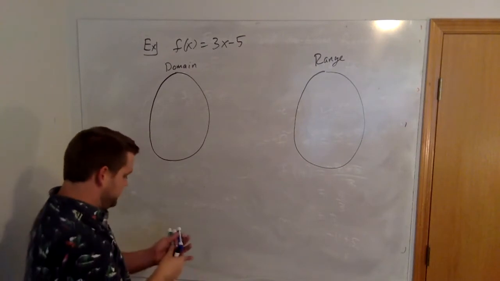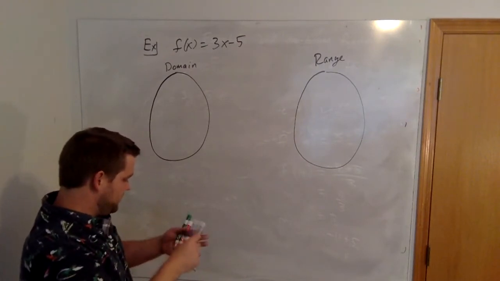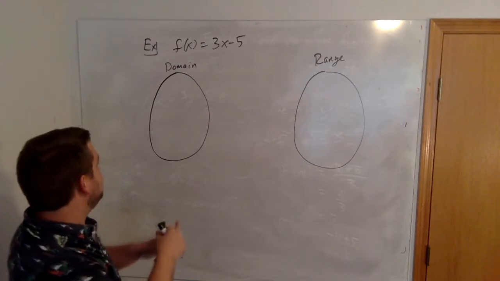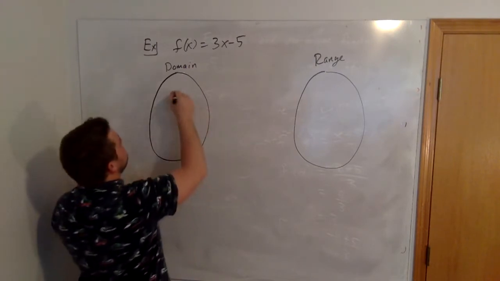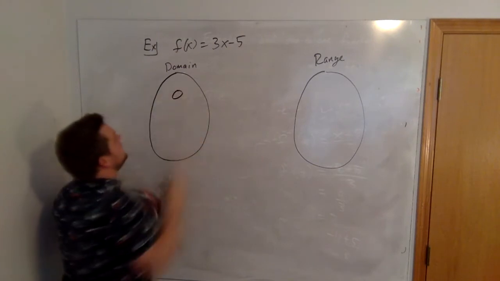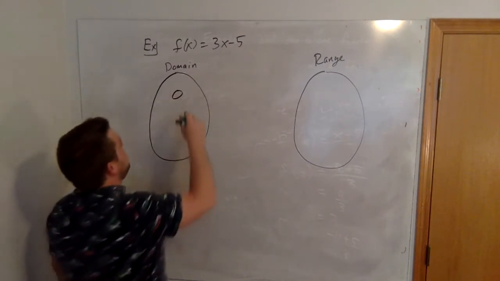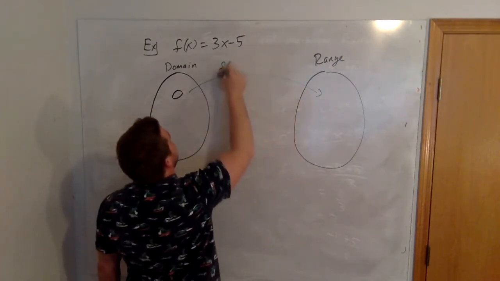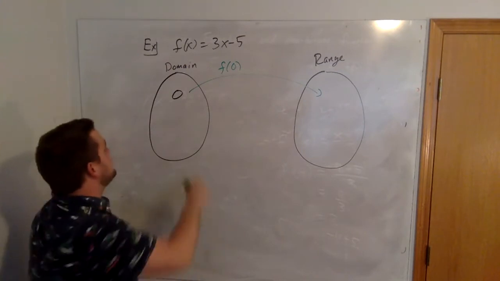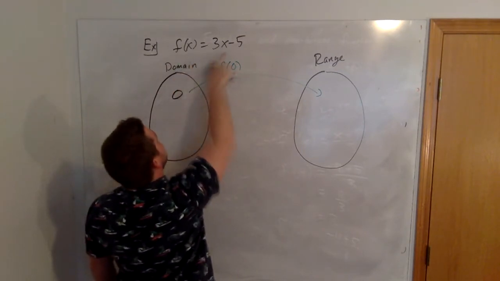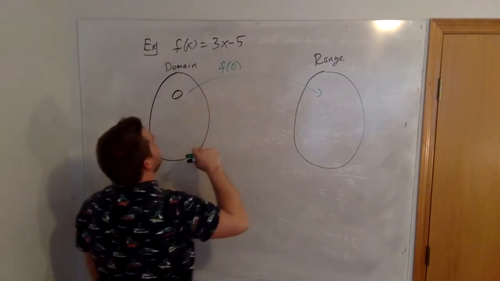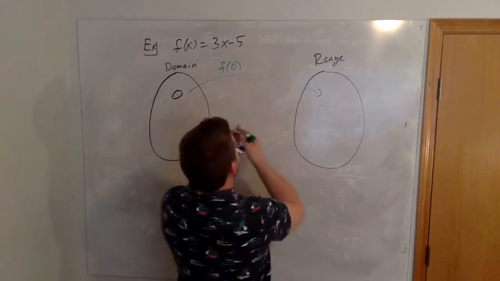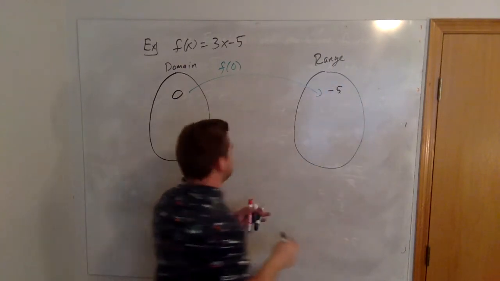So, for example, let's say we have the number 0 in the domain. Now let's evaluate that in f. Let's plug 0 into f and see what our output would be. When I plug 0 into f, it takes that number, multiplies it by 3, and subtracts 5. So 3 times 0 is 0, and 0 minus 5 is negative 5. So 0 gets mapped to negative 5.